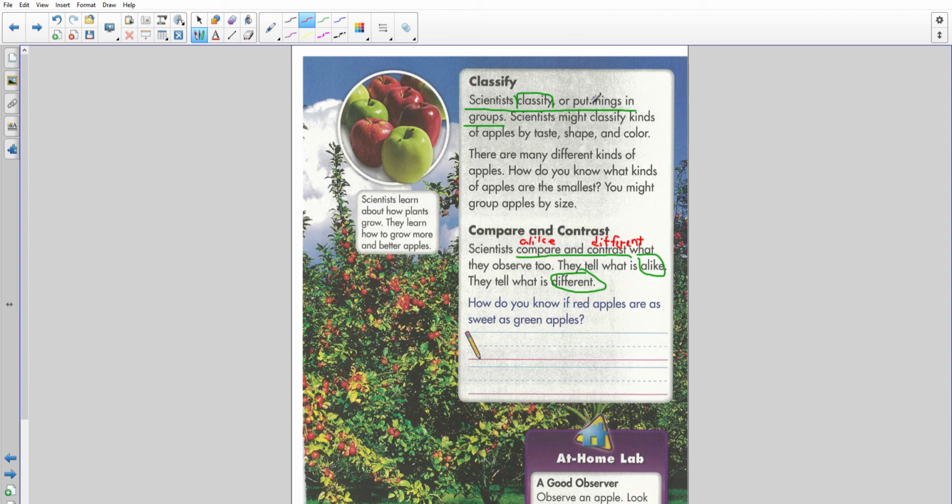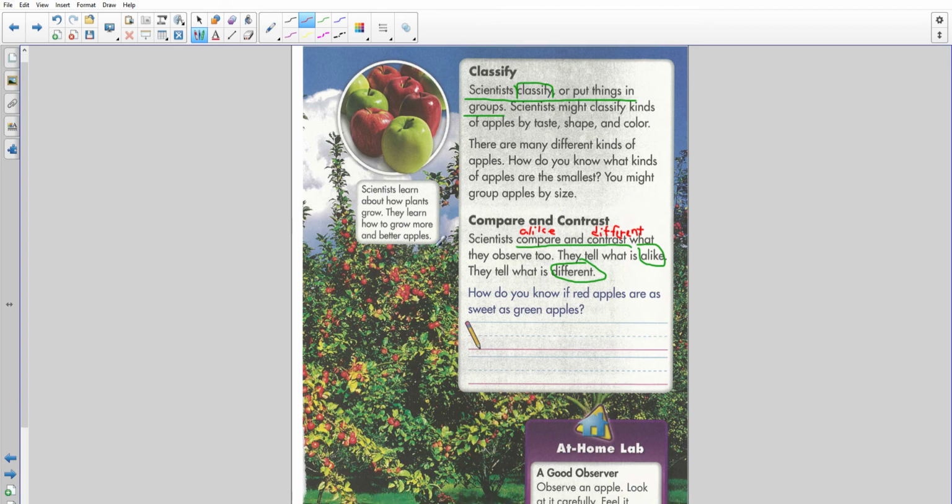So I want you to take a look at this picture over here. There's a caption. Scientists learn about how plants grow. They learn how to grow more and better apples. So what they do is they observe and they put the apples, of course, into groups. They classify them and they find the ones that are, of course, ones people would want to eat. They taste good. And so when they do that, they are then observing, classifying, and comparing and contrasting so that they can predict how to make a better apple based on what they've learned so far.